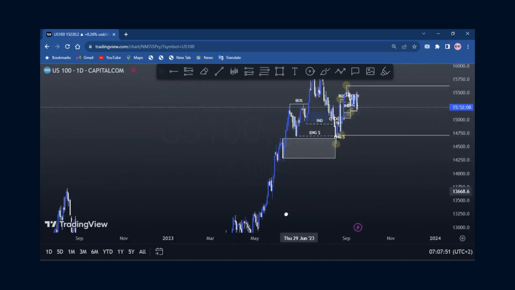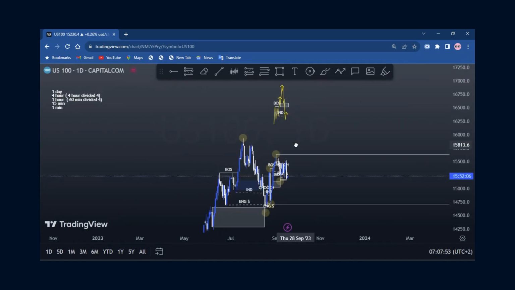I didn't want to explain sniper trades on this chart because it was just a top-down analysis. I didn't want to make this video long, and I can see that now it's getting too long.